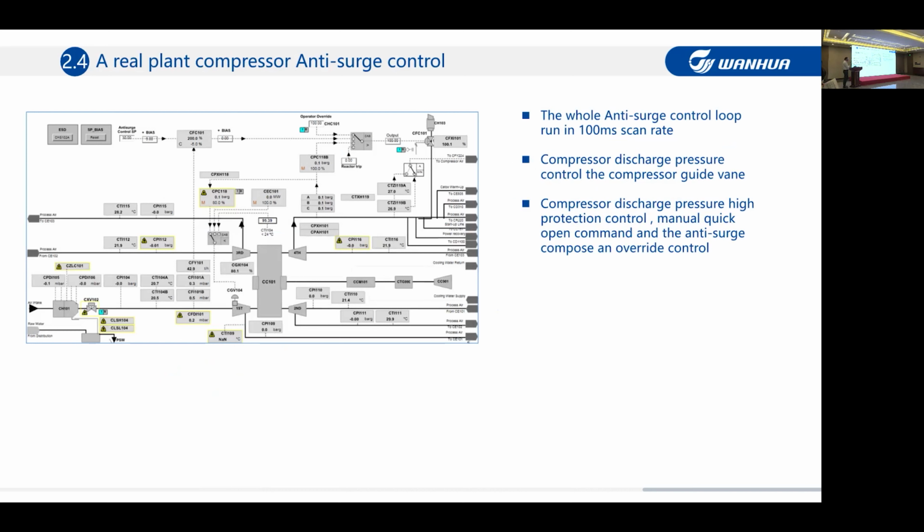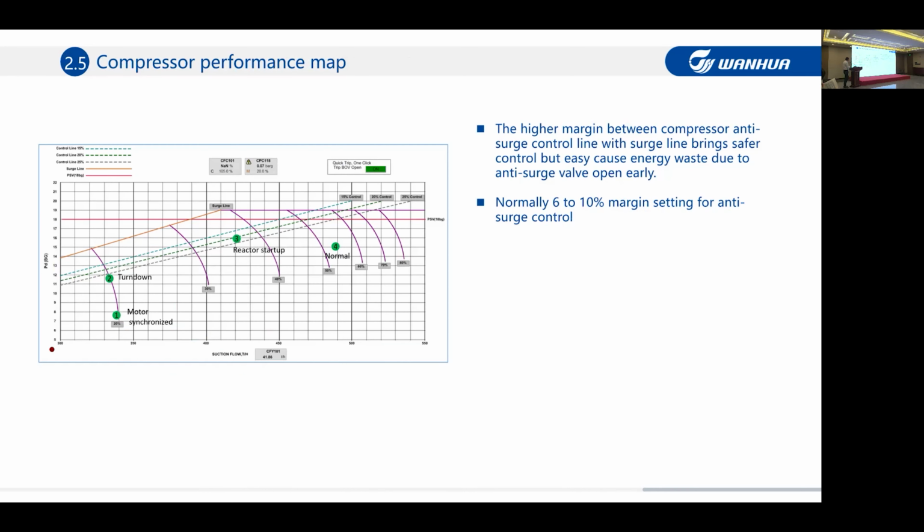Here is a real plant where we implemented the surge control. This is the compressor performance curve. This line is the surge line. We normally set the antisurge control line here, normally with around 6 to 10% margin.